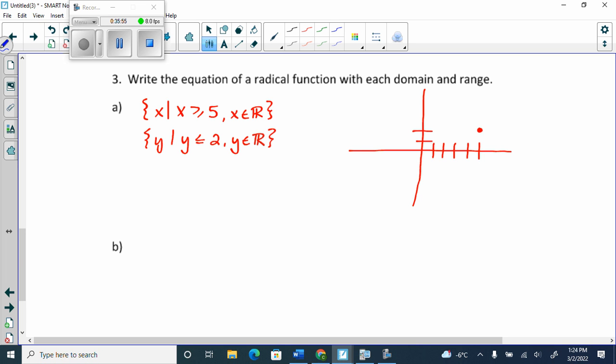Now I know it needs to be greater than 5 and less than 2. So I'm going to go to the right to be greater than 5, but I'm actually going to go down to be less than 2. So I'm going to go like this. It's going to be something like that. Could it be steeper? Sure. It doesn't matter. That's off the graph. This is a sketch for myself.